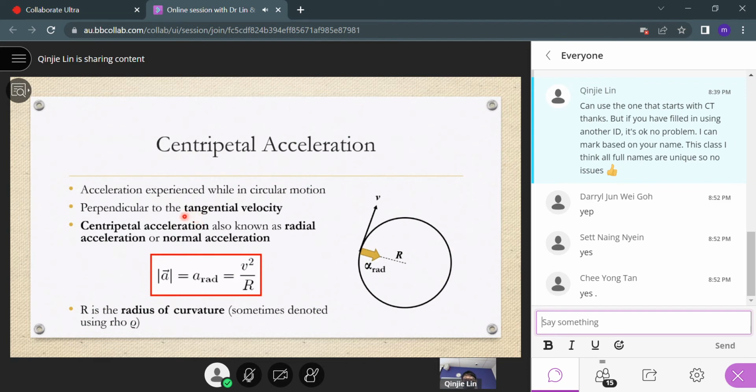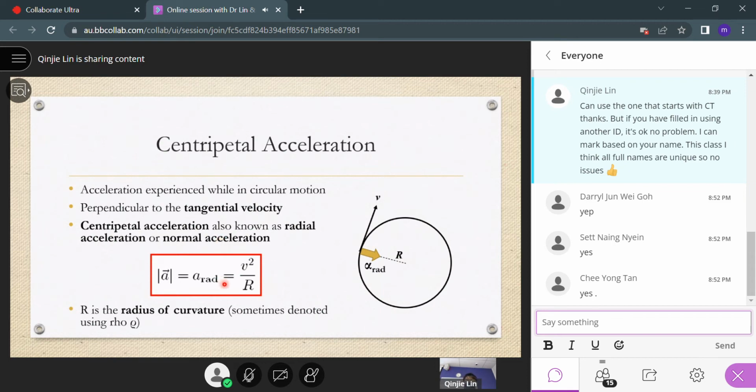It is perpendicular to the tangential velocity. So if you move in circles, at this point or at any point, your velocity is always tangential to the circle. But your centripetal acceleration will always point towards the center of the circle. That's our centripetal acceleration. And we also have different ways of saying it. Sometimes we call it the radial acceleration. Sometimes we call it the normal acceleration. It depends, but they are all referring to the same thing.